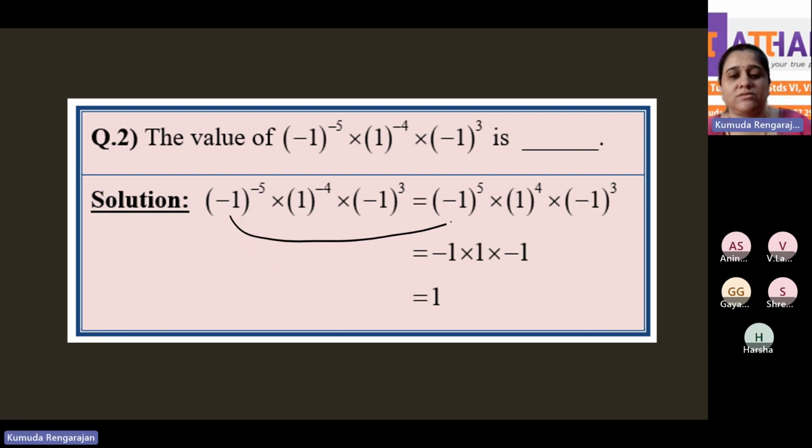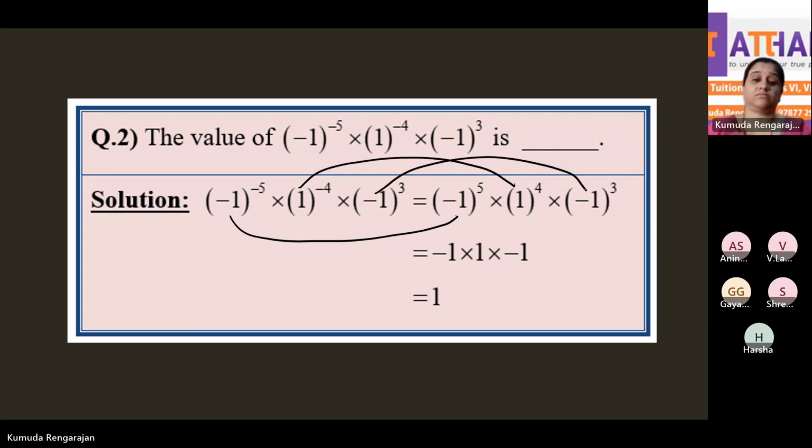This is nothing but this. This is nothing but this. This is nothing but this. Wherever the powers are negative, make it positive by taking the reciprocal of the base. And while doing this, you should remember that 1 and -1 are their own reciprocals. The reciprocal of 1 is 1. The reciprocal of -1 is also -1, is -1 itself.